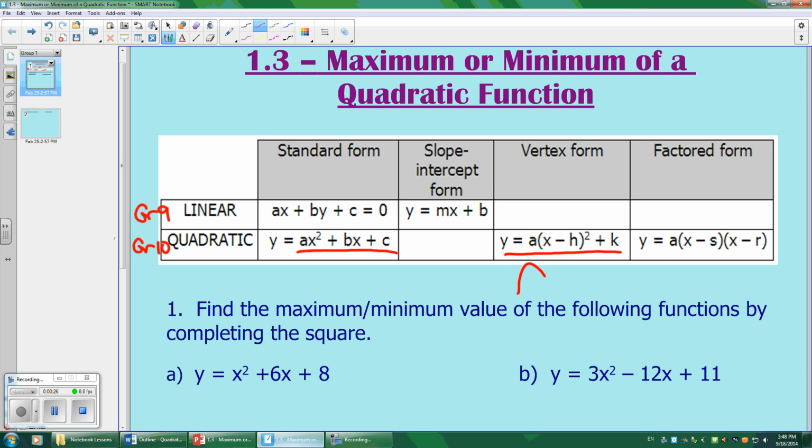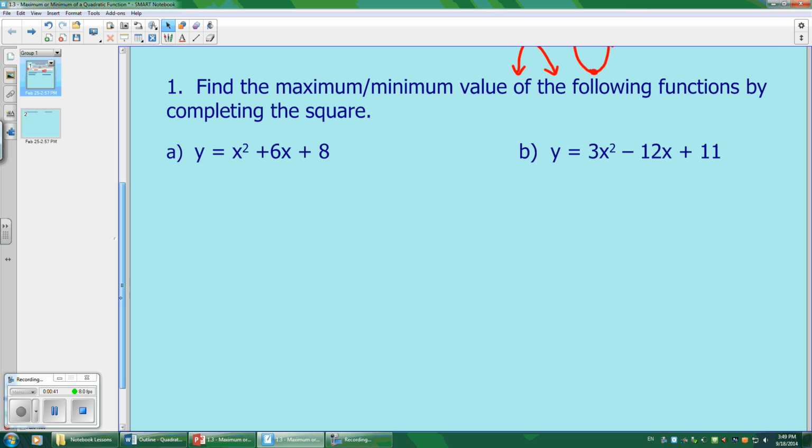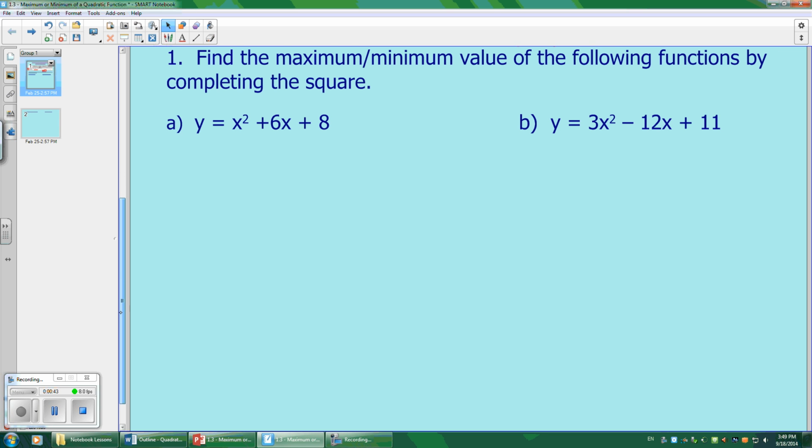Because what happens is when you have your quadratic, the vertex is going to tell you if there's a maximum or, in this case, a minimum. Okay, so our goal today is to change all of the standard forms into vertex forms. And we do that through completing the square.